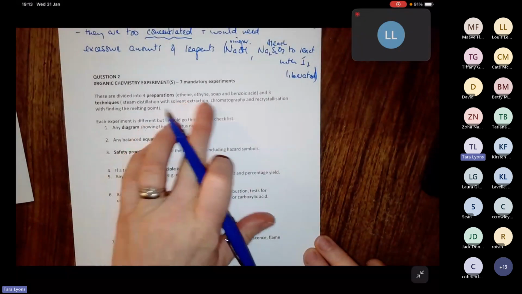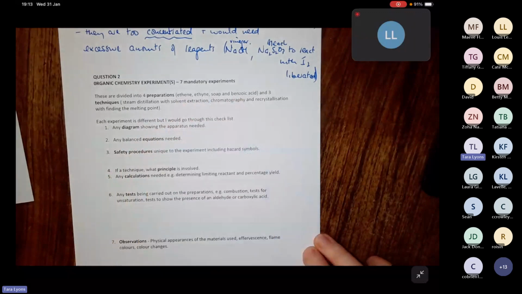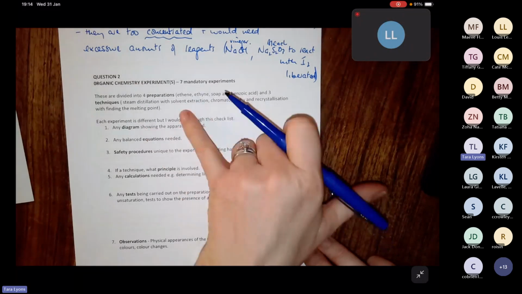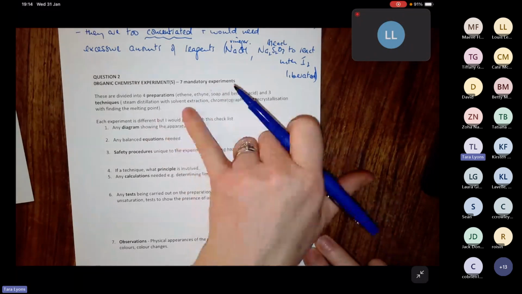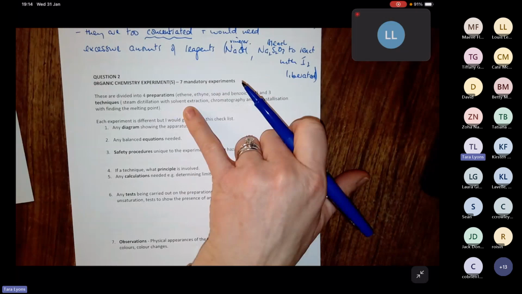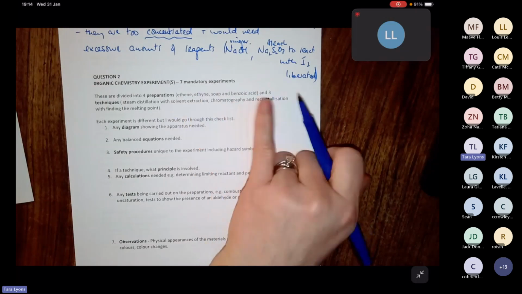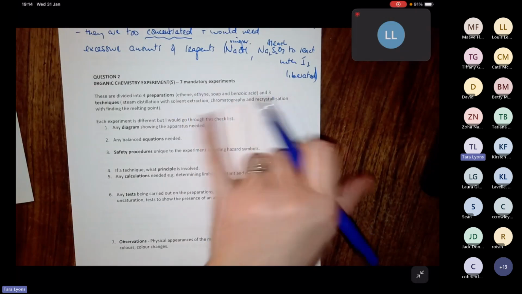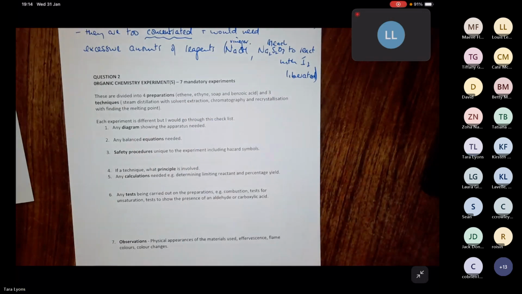Preparation of ethene, ethyne, soap, and benzoic acid. And then there are 3 techniques: steam distillation, solvent extraction, steam distillation with solvent extraction, so that's kind of a 2-in-1, chromatography, and then the other one is recrystallization and finding the melting point. So we've 4 preparations and we've 3 techniques.